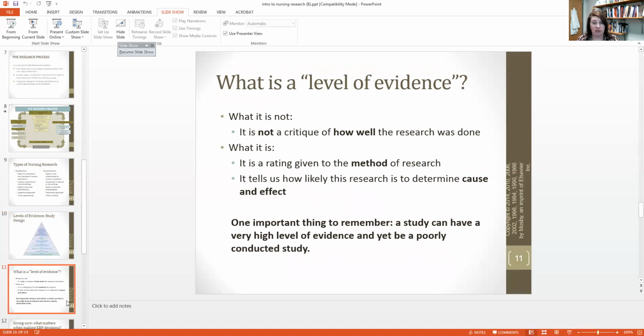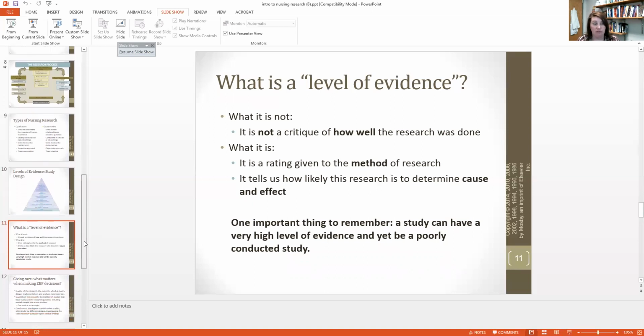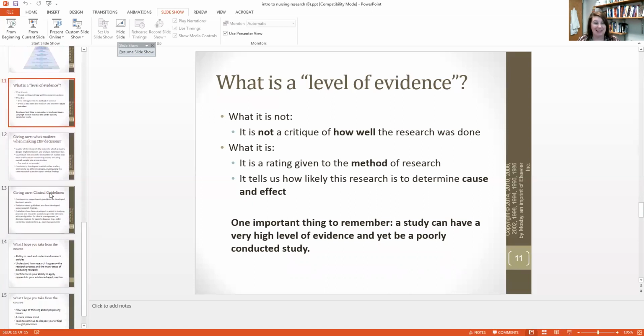Again, what is a level of evidence? It is not a critique on how well the research was done. It is simply a rating given to a method of research. It is likely to tell us how much this research is determining cause and effect. Again, the higher you go up the pyramid to level 1, the more closely related cause and effect can be determined. One thing that's important to remember is that a study can have a very high level of evidence and yet still be a poorly conducted study. So you need to have the skills to be able to critically analyze them.